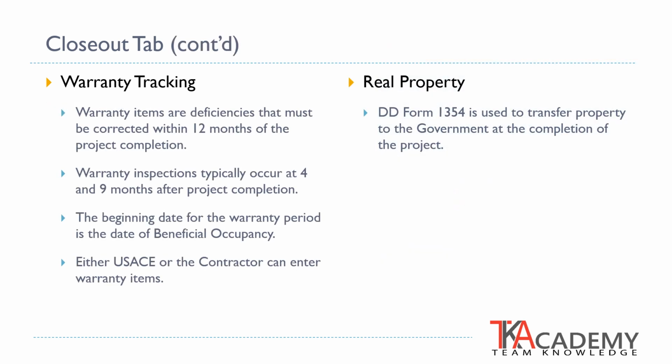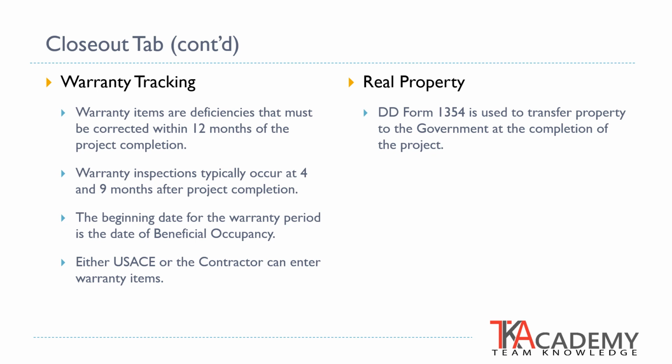Most U.S. Army Corps of Engineers construction projects have a 12-month minimum warranty on all items. The warranty tracking feature identifies those items that are under warranty that have deficiencies and are in need of correction within 12 months of the project completion. Warranty inspections occur at 4 and 9-month intervals after the project completion. The beginning date for the warranty period is the date of beneficial occupancy for the project. Either the U.S. Army Corps of Engineers or the construction contractor may enter warranty items within the Closeout tab of RMS.